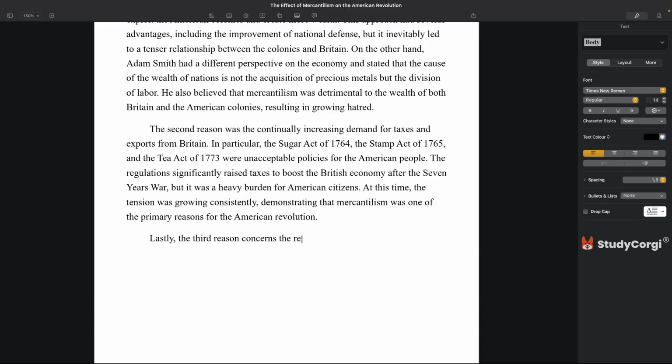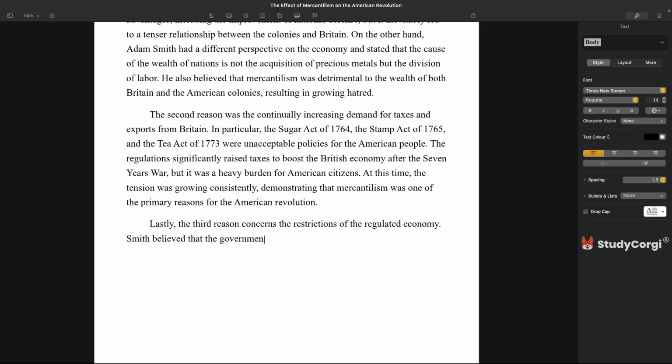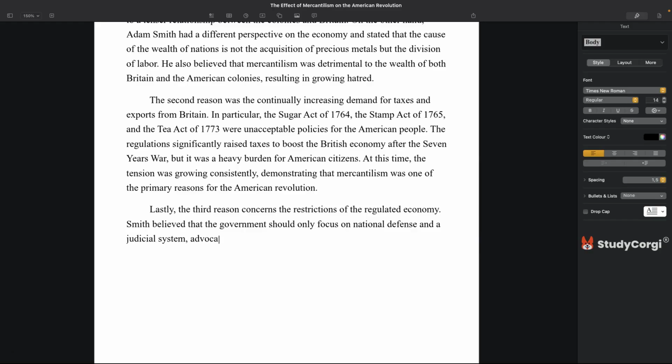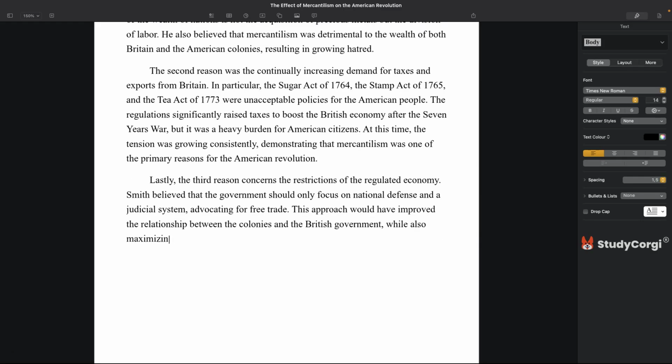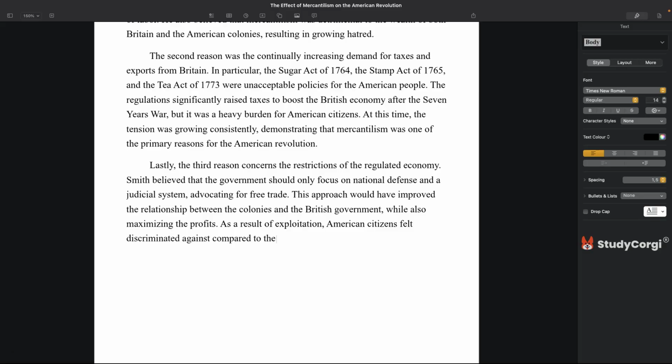Lastly, the third reason concerns the restrictions of the regulated economy. Smith believed that the government should only focus on national defense and a judicial system, advocating for free trade. This approach would have improved the relationship between the colonies and the British government, while also maximizing the profits. As a result of exploitation, American citizens felt discriminated against compared to the Englishmen in Britain.